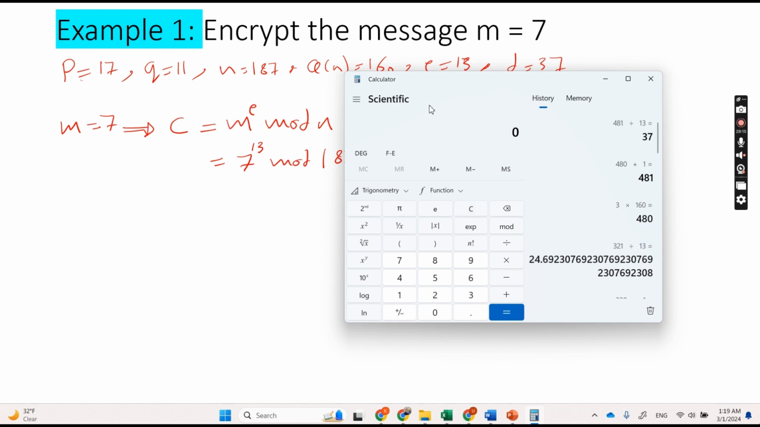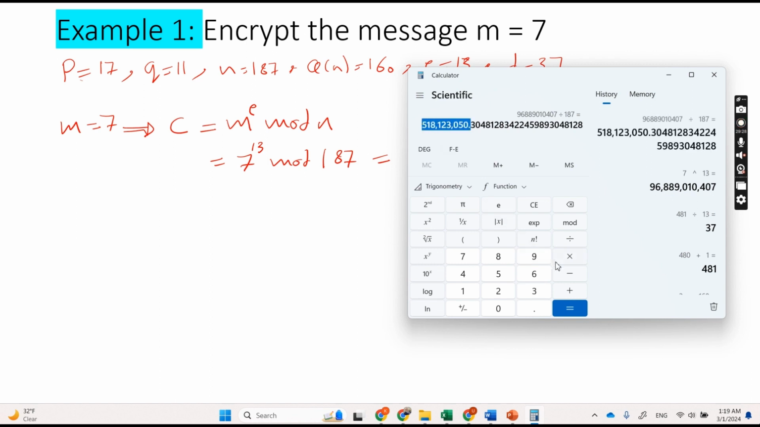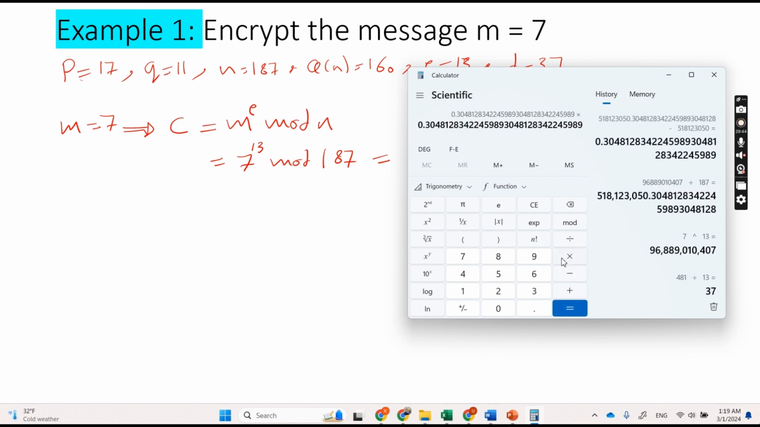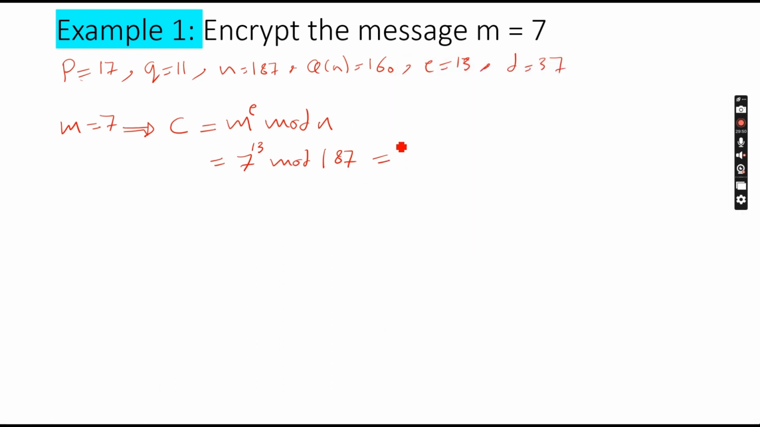And this is equal to, so let's see the calculator. So 7 to the power 13 divided by 187. Now anything above the decimal should be deleted. So minus 518,3050 multiplied by 187. So the answer is 57. Now the ciphertext, so cipher is 57.